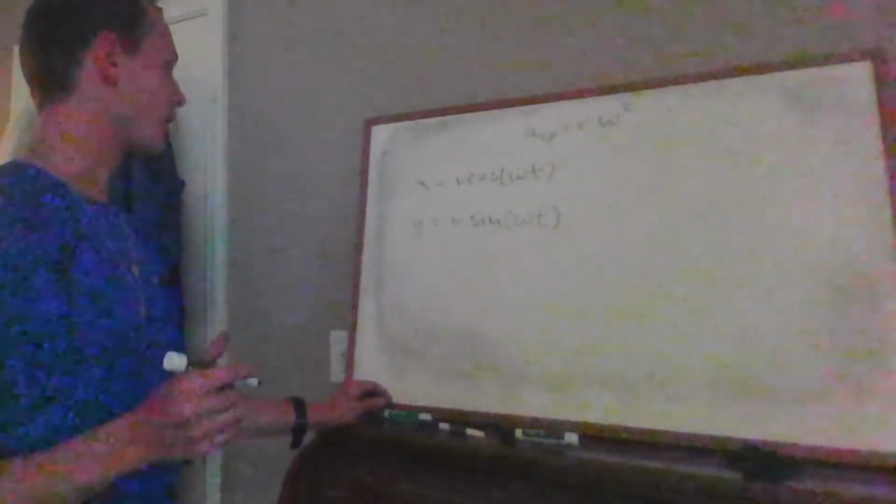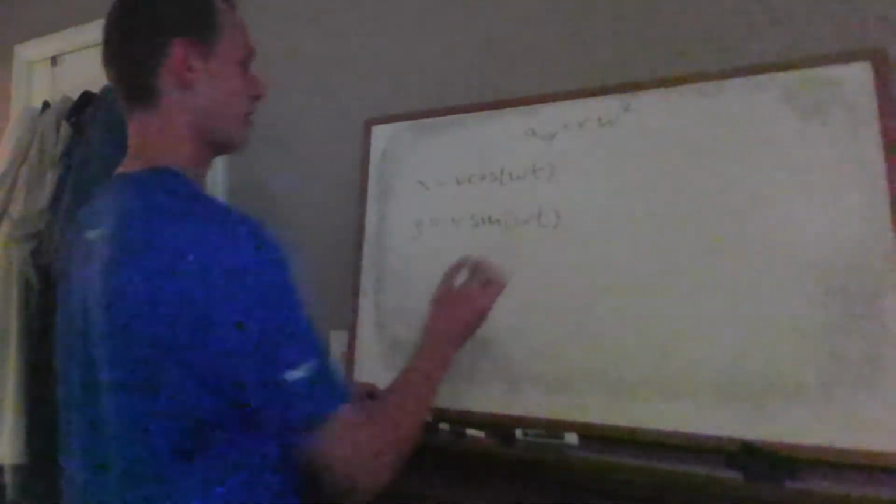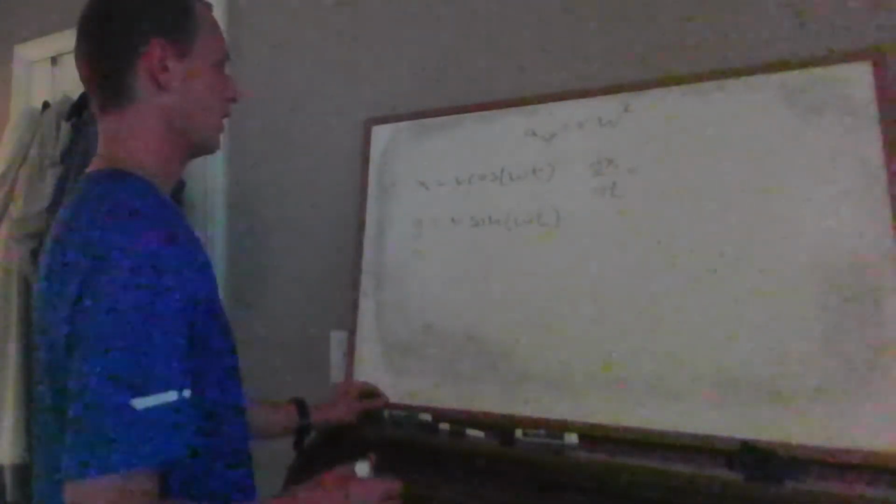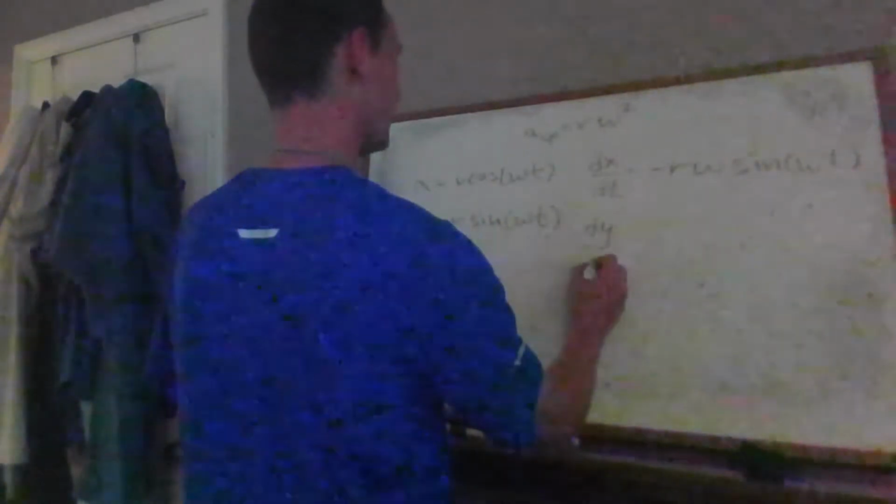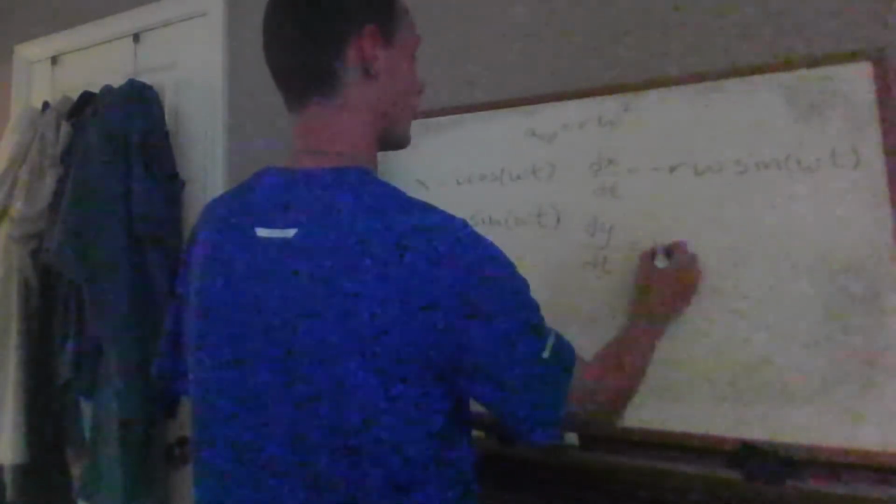All right, I think we're ready to take some derivatives, right? So if we want to find the velocity here, we would take the derivative with respect to time, okay? So what is that going to be? Well, this is going to come out, and then this is going to be negative. So negative r omega sine omega t. dy/dt is similar, right?